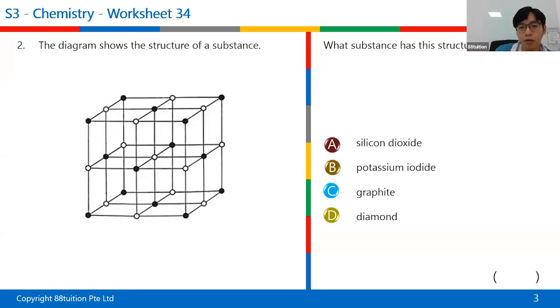It's not diamond or graphite. Yes, I agree, so Wendell is correct. This is not diamond or graphite. Okay, so B. Noted, yes, it is B.